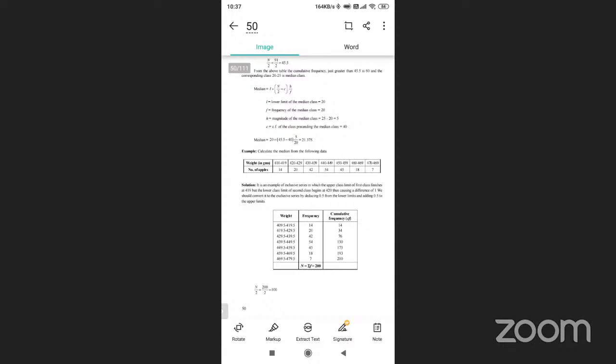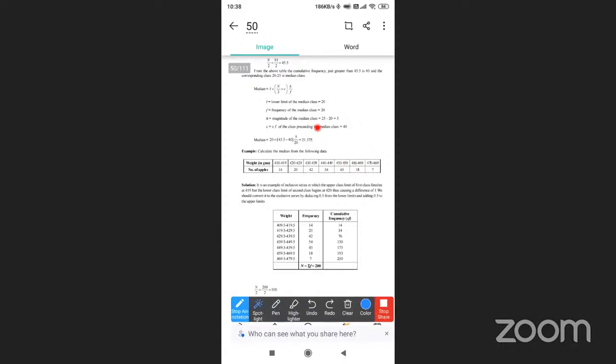L equals the lower limit of the median class, 20. f equals the frequency of the median class, 20. h equals the magnitude or width or size of the median class, 25 minus 20 equals 5. C equals the cumulative frequency of the class preceding the median class, 40. So median equals, substitute the values in the formula.